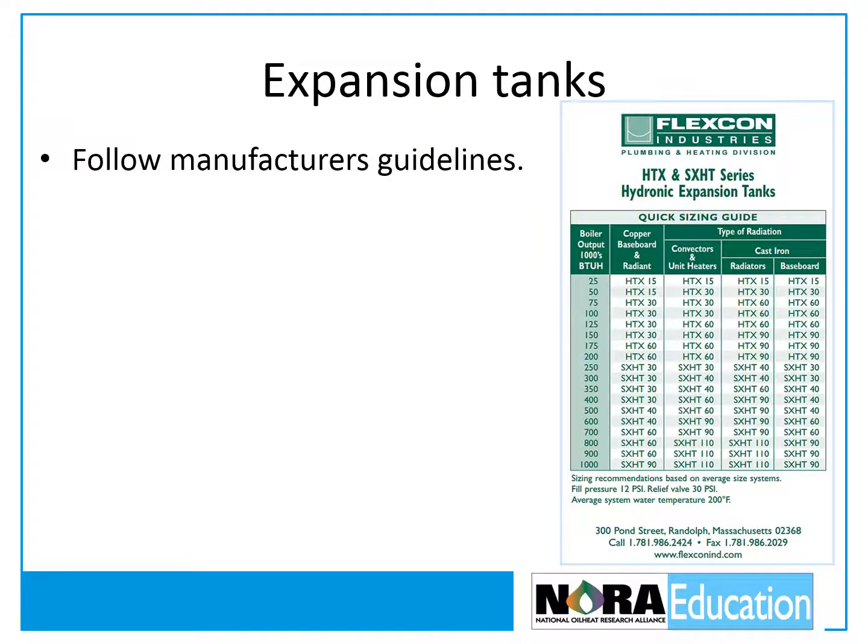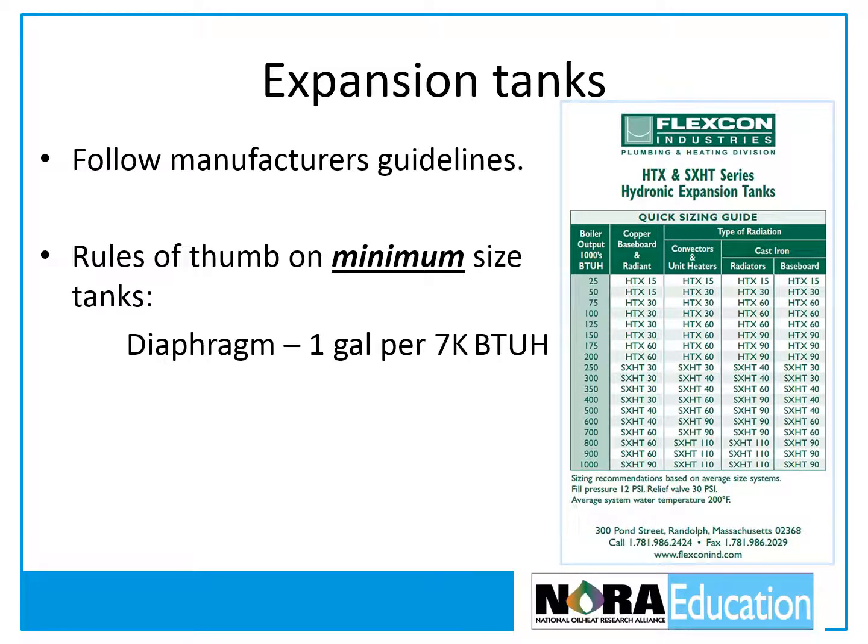When sizing expansion tanks, it's best to use the tank manufacturer's guidelines because sizing recommendations vary based on the type of heater in use. However, if the manufacturer's instructions are not available, the rule of thumb for the minimum size tank is as follows. For diaphragm tanks, it's 1 gallon per each 7,000 BTUs per hour of heat load. And for steel, it's 1 gallon per every 5,000 BTUs per hour of heat load.